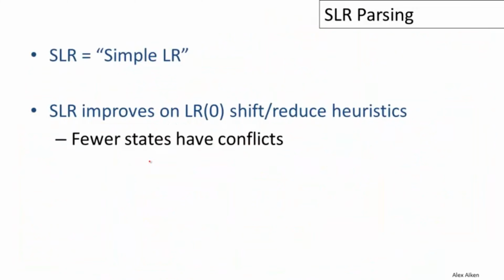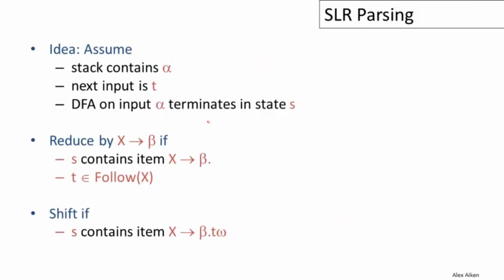It turns out that it's not difficult to improve on LR0 parsing, and we'll present one such improvement in this video called SLR, or simple LR parsing. And this is going to improve on LR0 by adding some heuristics that will refine when we shift and when we reduce so that fewer states have conflicts. The modification to LR0 parsing that gives us SLR parsing is really quite small. We just add one new condition to the reduction case.